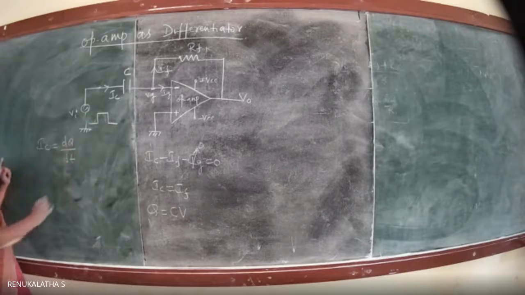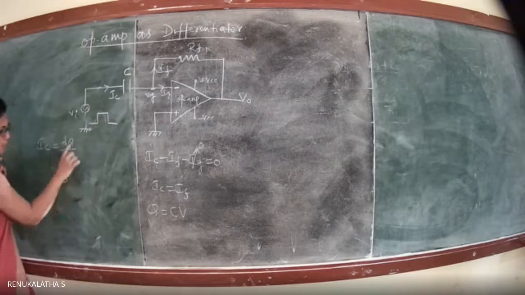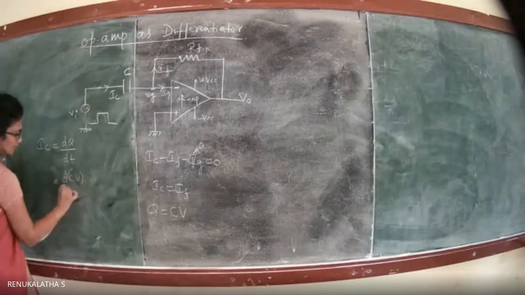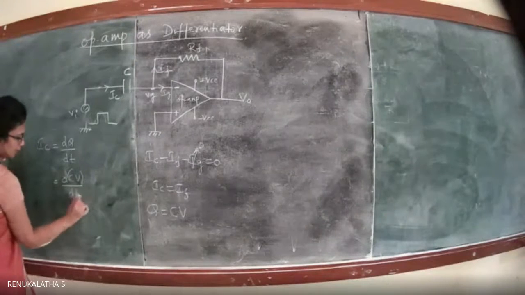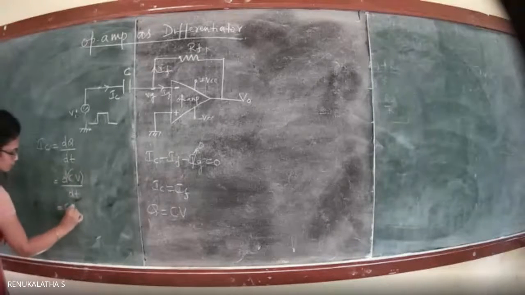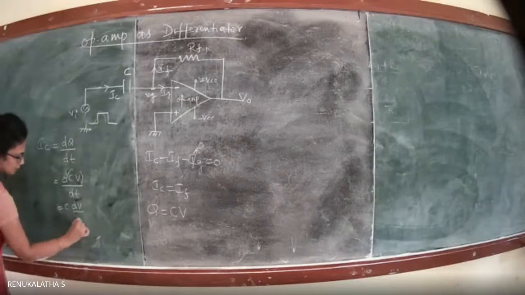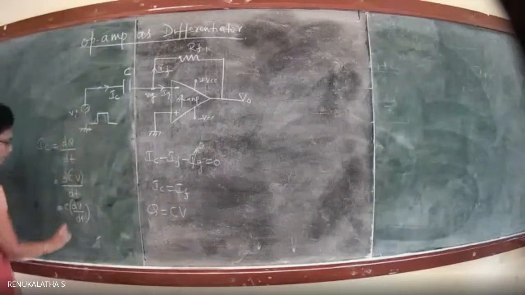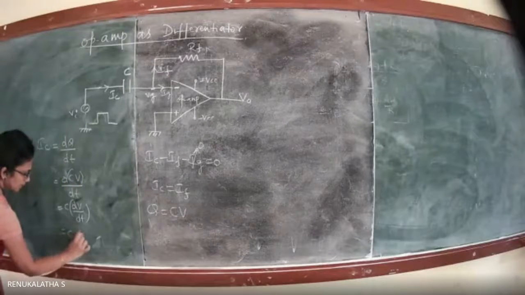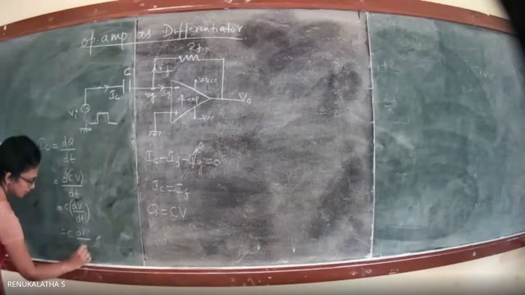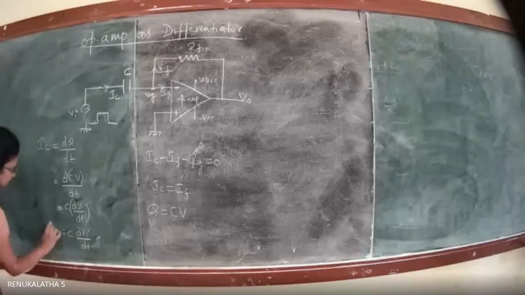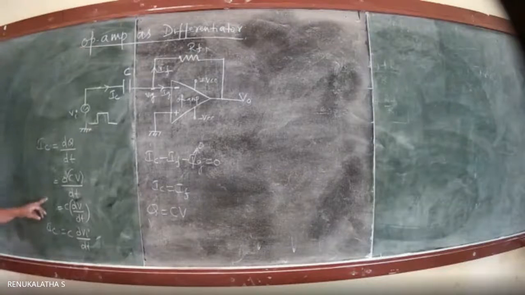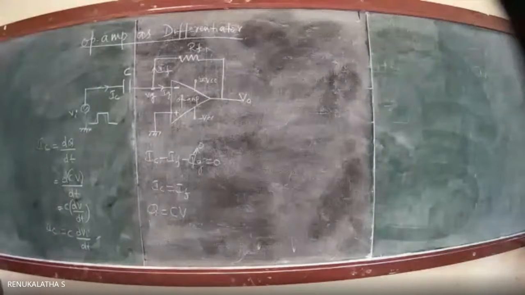So what is Q? Already you know what Q is. Q is equal to C into V, divided by dt. So take C outside, and it is dV by dt. What is V here? V can be taken as Vi. So hence it is C dVi divided by dt. That is IC. So that is the value of IC, and we found what IC is here.